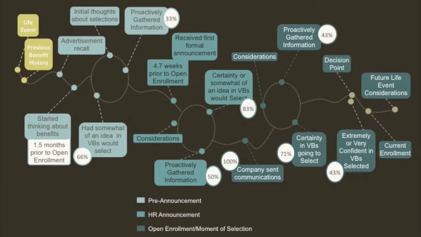The customer journey map is pretty extensive. I started with the pre-announcement period and went all the way through to the moment of selection. Throughout the survey, I gathered the information and I dropped it into this mapping to show where people are at certain periods in the enrollment process. It's a busy slide, but once you see the remaining slides that break it down for each period, it'll seem a lot easier to understand as we go through it. First, we'll cover the pre-HR announcement period.